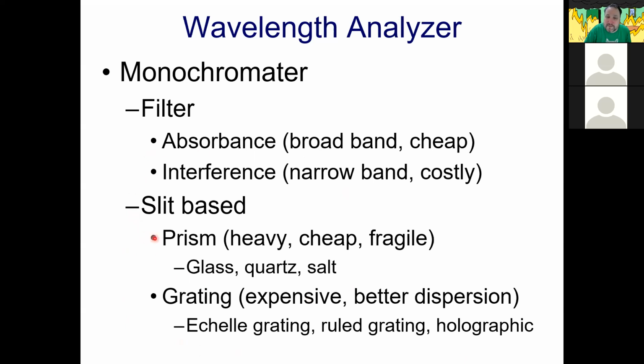So the slit-based one. You can have a prism that spreads your wavelengths out. So they're both going to do the same thing. You're going to spread all your wavelengths out and make a rainbow, and then you're going to put a slit in, and you're going to block out all the colors except for one wavelength. So you can spread your wavelengths out with a prism. Prisms are heavy, and they're fragile, but they're cheap.